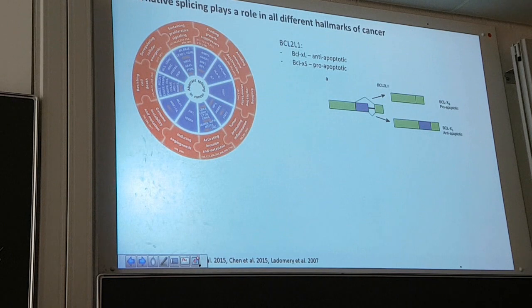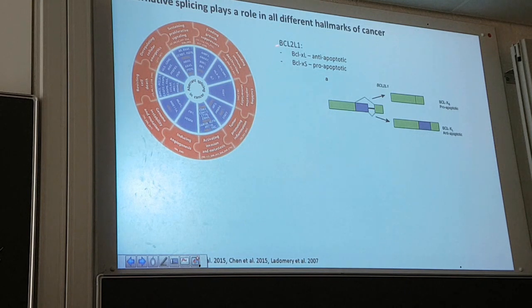And now alternative splicing plays a role in the hallmarks of cancer. So there are different processes that play a role in cancer development and progression. And for each process there are different genes that are alternatively spliced in cancer, so a different transcript is expressed in cancer than in normal.